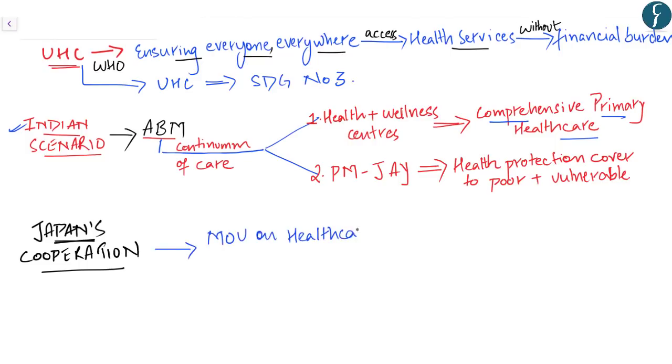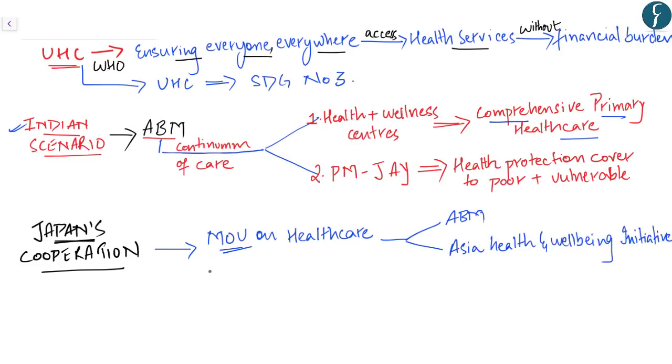Firstly, India and Japan have signed an MOU on healthcare to ensure cooperation between Ayushman Bharat and its counterpart initiative of Japan called Japan's Asia Health and Wellbeing Initiative. Earlier also, Japan had helped India in its effort to eradicate polio. Currently also, Japanese and Indian doctors are working together and exchanging their expertise at a research and control center on diarrhea which is established by Japan in Kolkata.